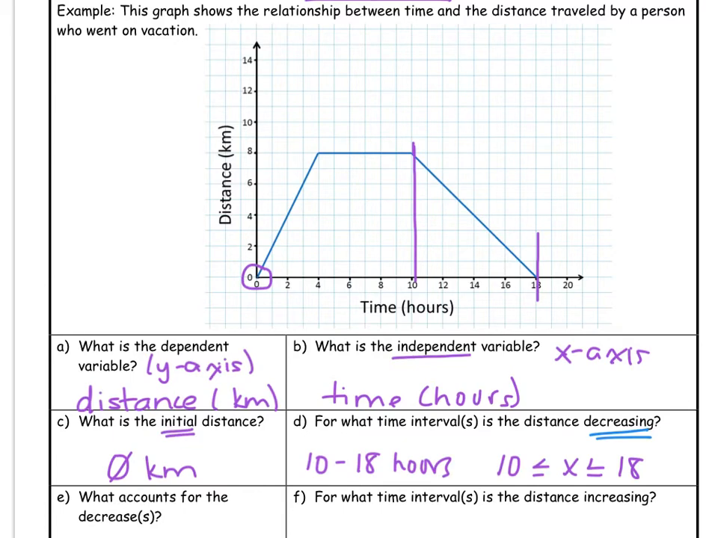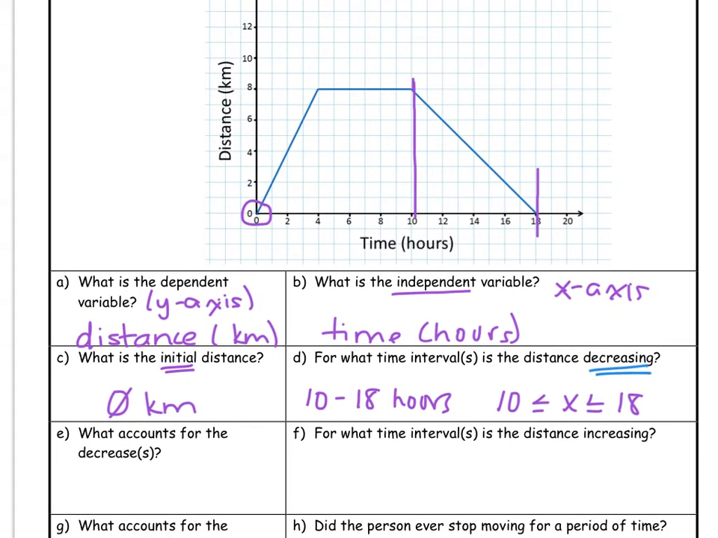Okay, what accounts for the decrease in distance? So what could cause someone, if this is where you started from, let's say this is your house, and you're traveling away from home, what could account for this distance? It could be that they are returning home, getting closer to the house.